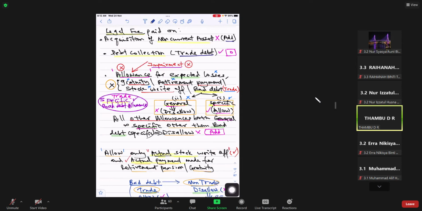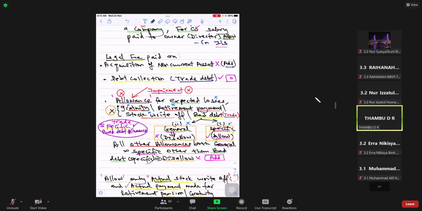Now legal fee. Legal fee paid on acquisition of non-current asset cannot add back. What is this legal fee? Legal fee, many types. One, if you are paying the legal fee to buy an asset, let's say you want to buy a land and building, we sign an agreement, then we have to pay legal fee. So legal fee to buy asset, we cannot allow, because legal fee you add to the asset. You cannot put it in the income statement. Therefore, this is capital expenditure, not allowed. We want only revenue expenditure, capital double A.